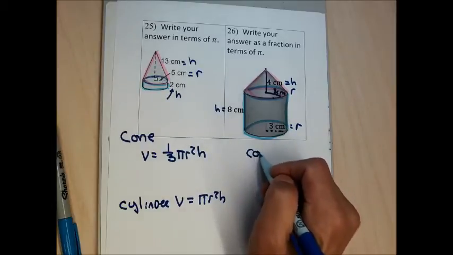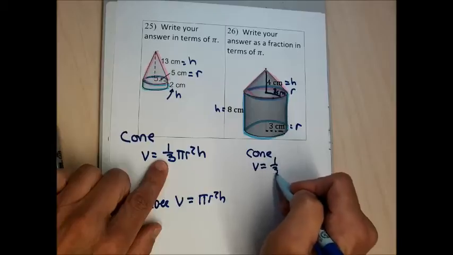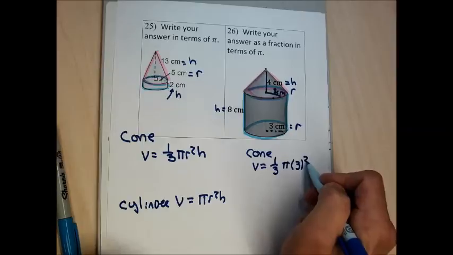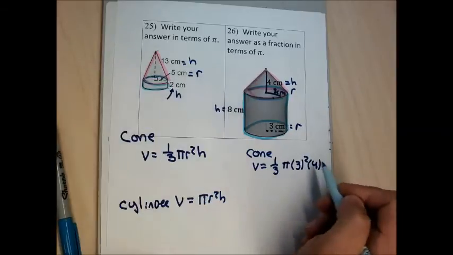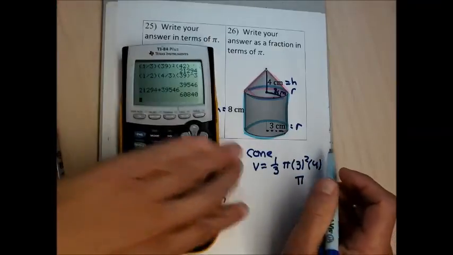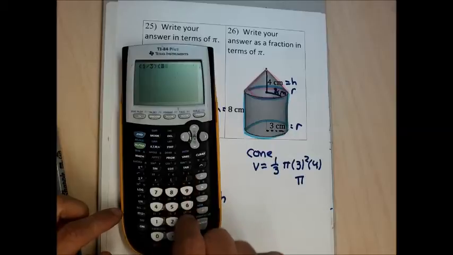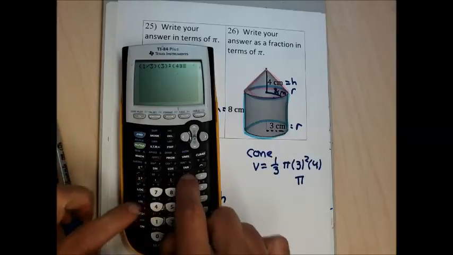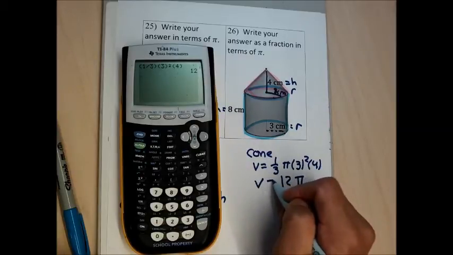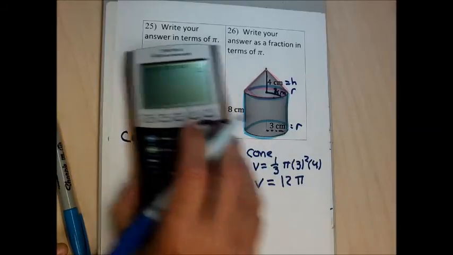So first I'm going to work on the cone. I'm going to say the volume is 1/3 from the formula, pi from the formula. My r is going to be 3 squared. My h is going to be 4. I'm going to leave the pi there, and I'm going to get the numerical part for my cone. So for my cone, I'm going to do 1 divided by 3 times 3 squared times 4. The number that goes in front of my pi is a 12. Technically, it's cubic centimeters. I can save those units to the very end if I want to.